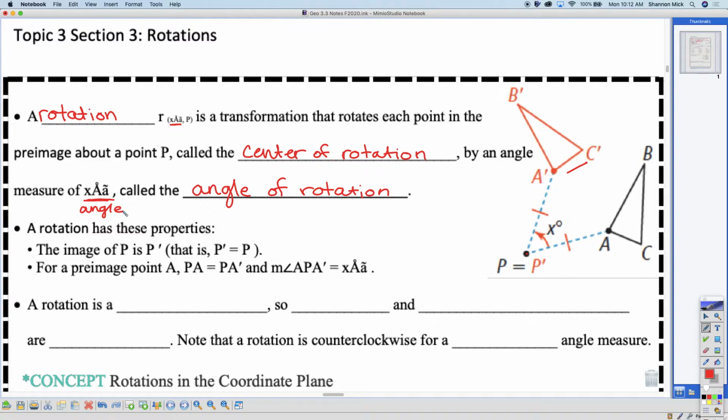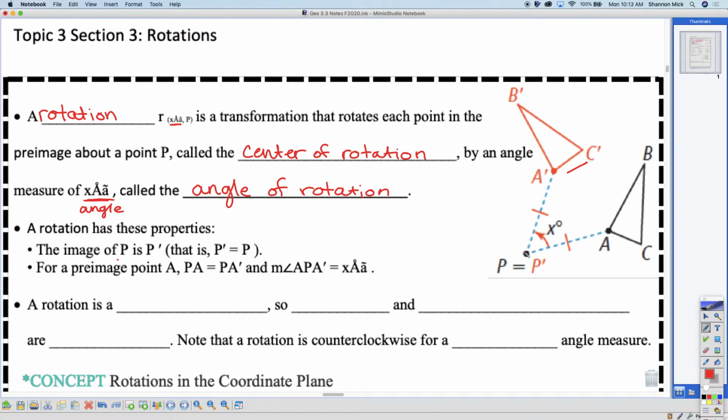Okay, a rotation has two properties. The image of P and P prime, and P was the point of the center of rotation, correct? They're the same thing. P and P prime are the same thing because that doesn't move. That's what I'm rotating it about. Okay, so that's why it says P prime equals P.